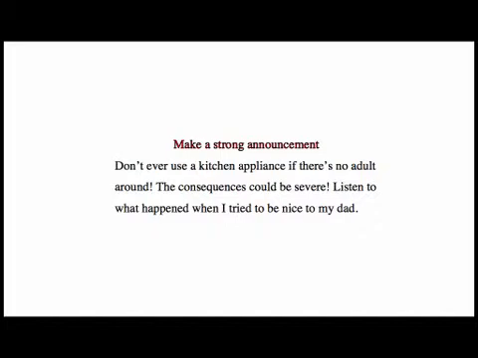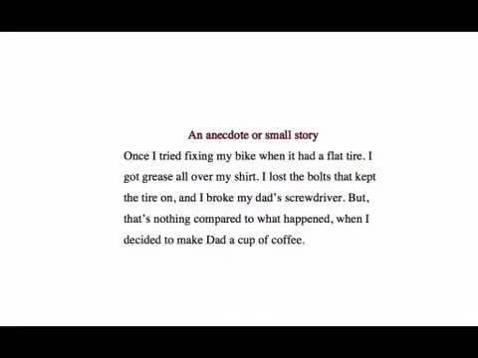Make a strong announcement. Don't ever use a kitchen appliance if there's no adult around. The consequences could be severe. Listen to what happened when I tried to be nice to my dad. Give an anecdote or small story. Once I tried fixing my bike when it had a flat tire. I got grease all over my shirt. I lost the bolts that kept the tire on, and I broke my dad's screwdriver. But that's nothing compared to what happened when I decided to make Dad a cup of coffee.